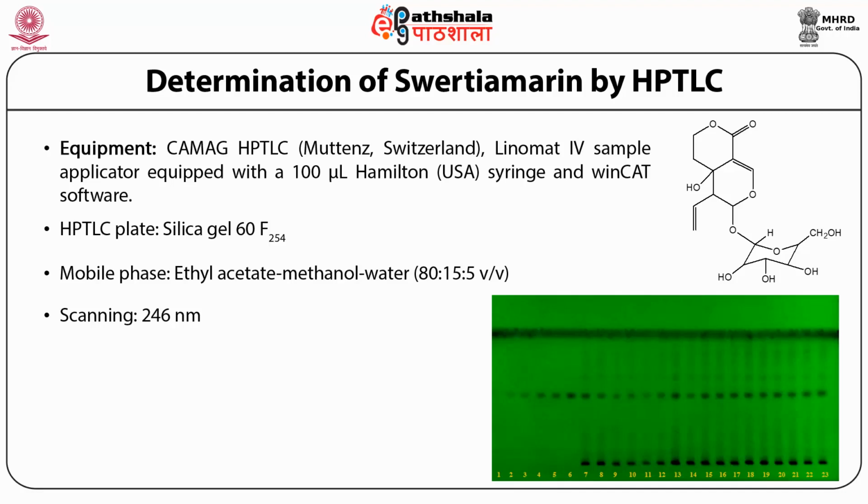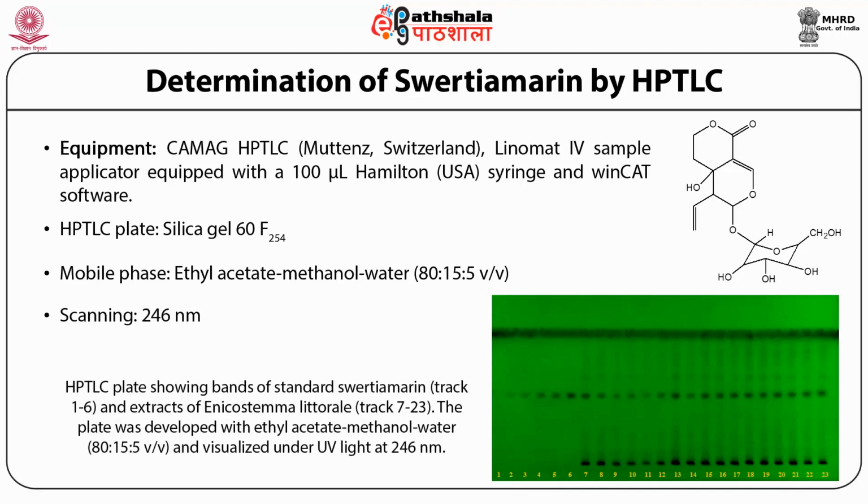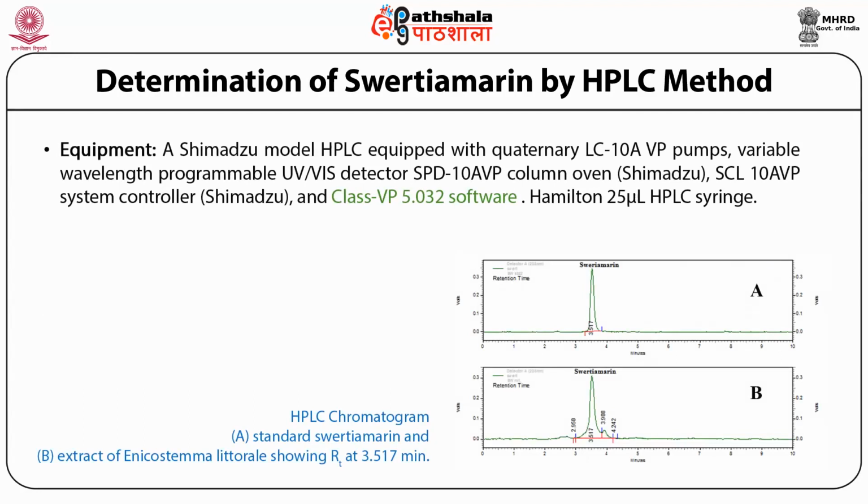So they have been estimated in plant samples present in tracks 7 to 23. Tracks 1 to 6 represent the standard. So this is the estimation by HPLC. Here an HPLC system has been used, which was coupled with a UV-visible detector.